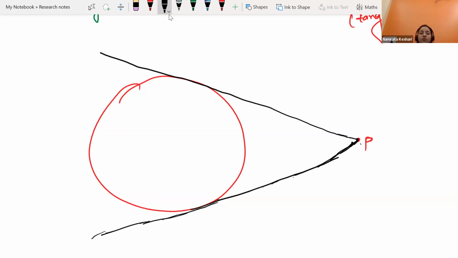Yes. So if a point is lying outside the circle, then maximum 2 tangents we can draw. Do we want to say that? Yes, we want to say that if we have a point which is lying outside the circle, then maximum 2 tangents we can draw from that point.